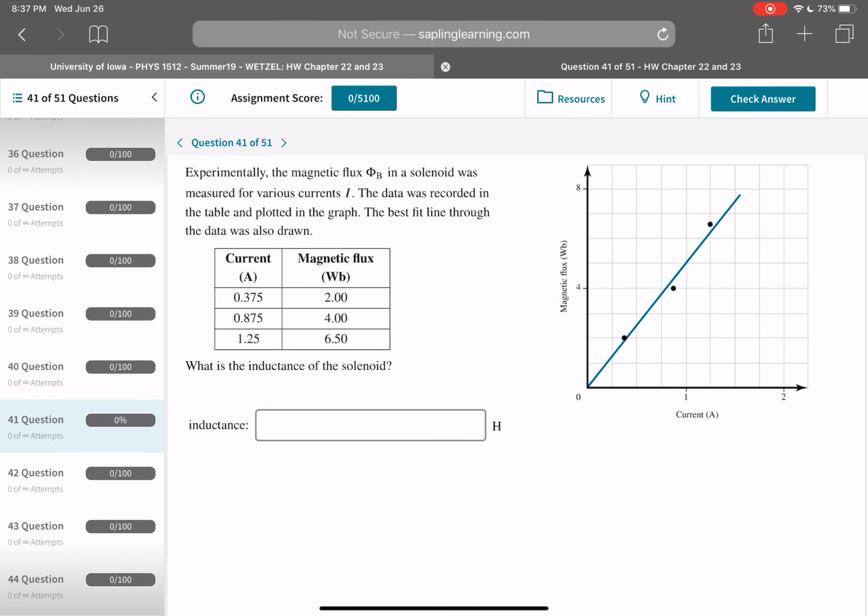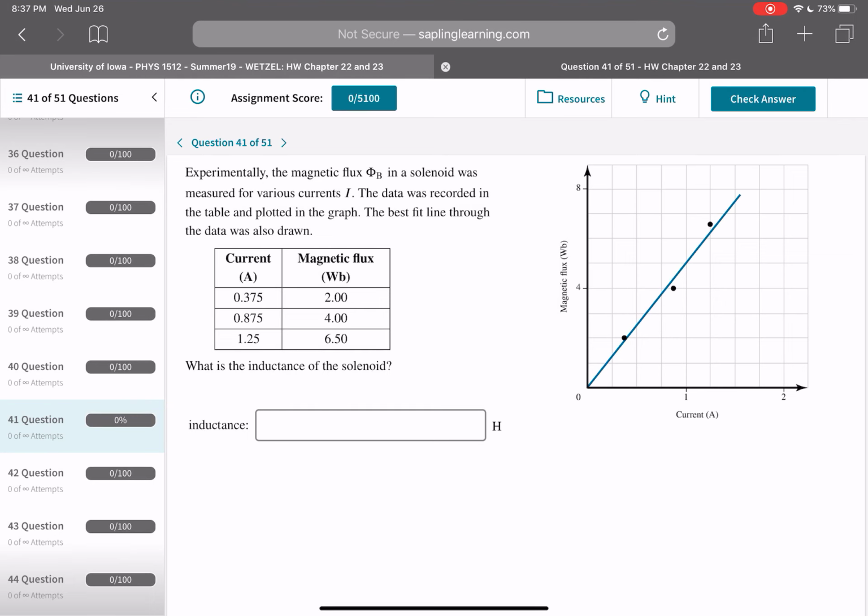Experimentally, the magnetic flux in a solenoid was measured for various currents. The data was recorded in the table and plotted in the graph. The best fit line through the data was also shown. So we've got our current, we've got our magnetic flux, and we see there's a plot here. What is the inductance? You can try to measure the slope of this line, which is rise over run.